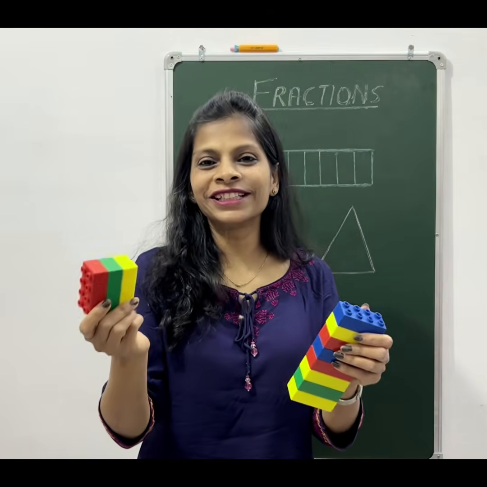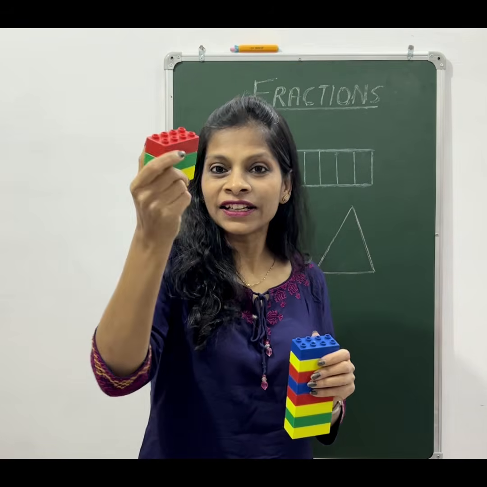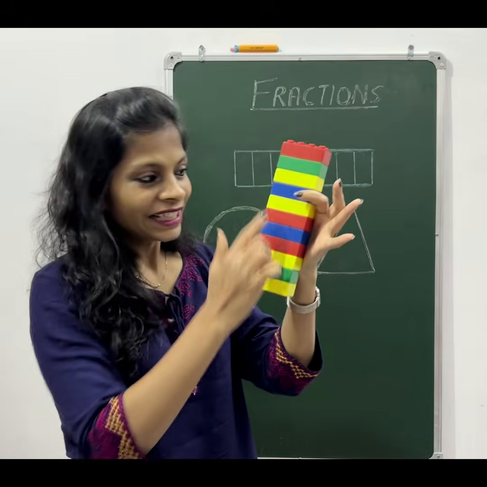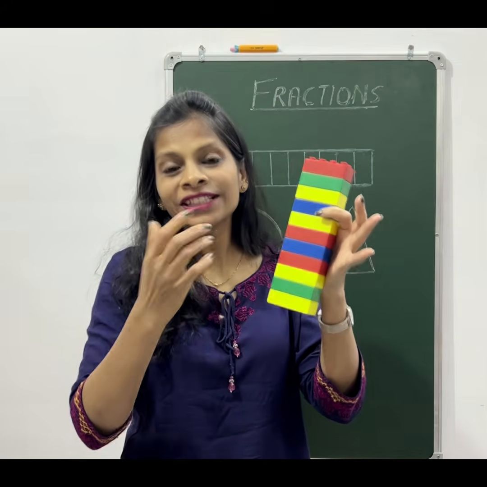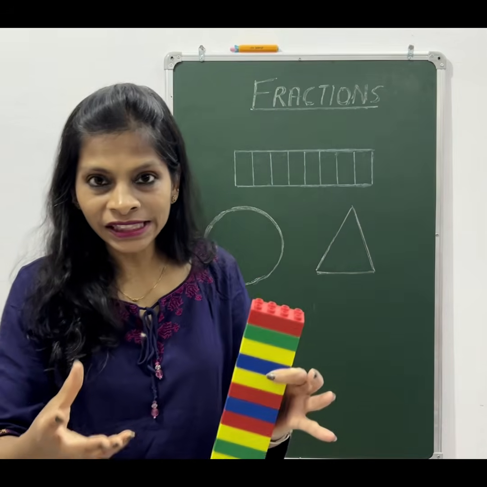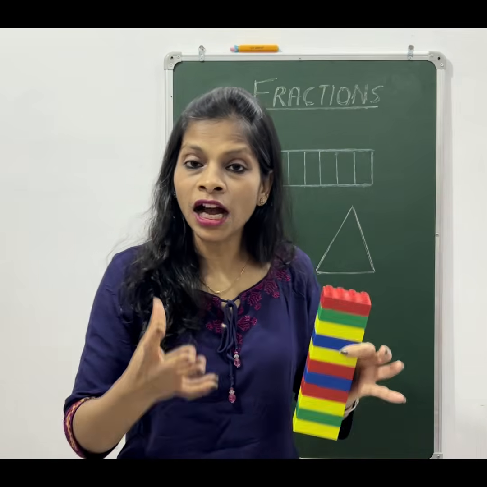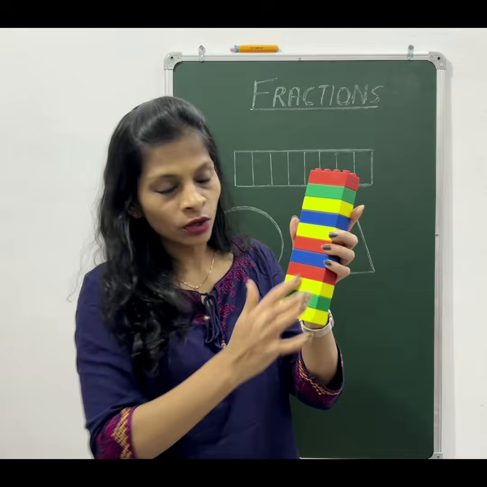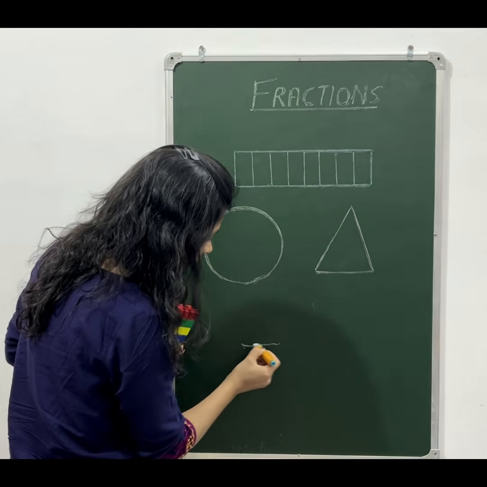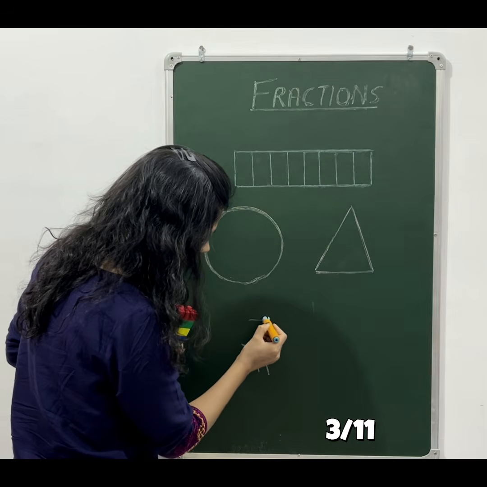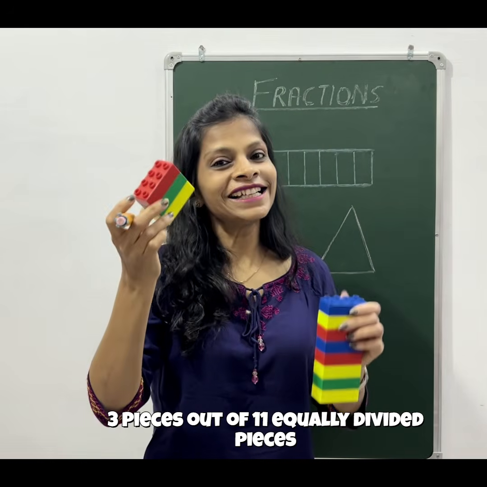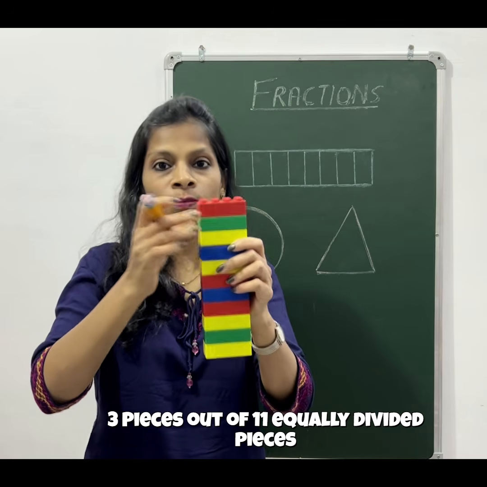So when I broke this Lego, the number of pieces I now have in my hand are 3, and the total number of portions in this Lego were 11. So this is what fractions are. A fraction tells the number of pieces or portions or parts out of the total number of parts. So this Lego has a total of 11 portions, and I had 3 in my hand. So these 3 pieces are called 3 out of the total 11 portions.